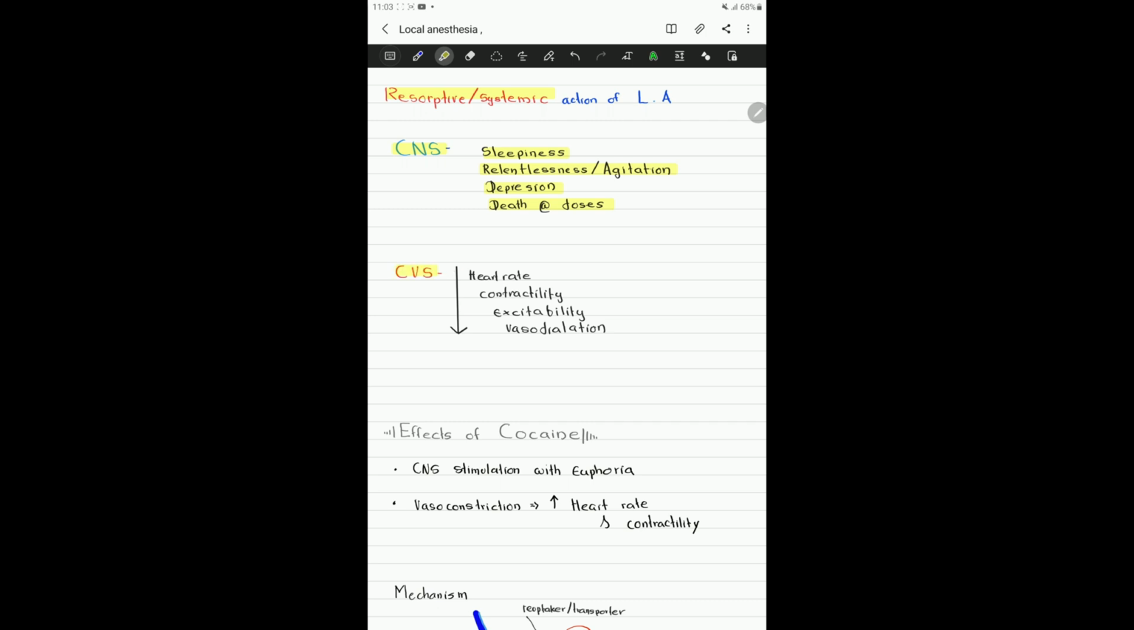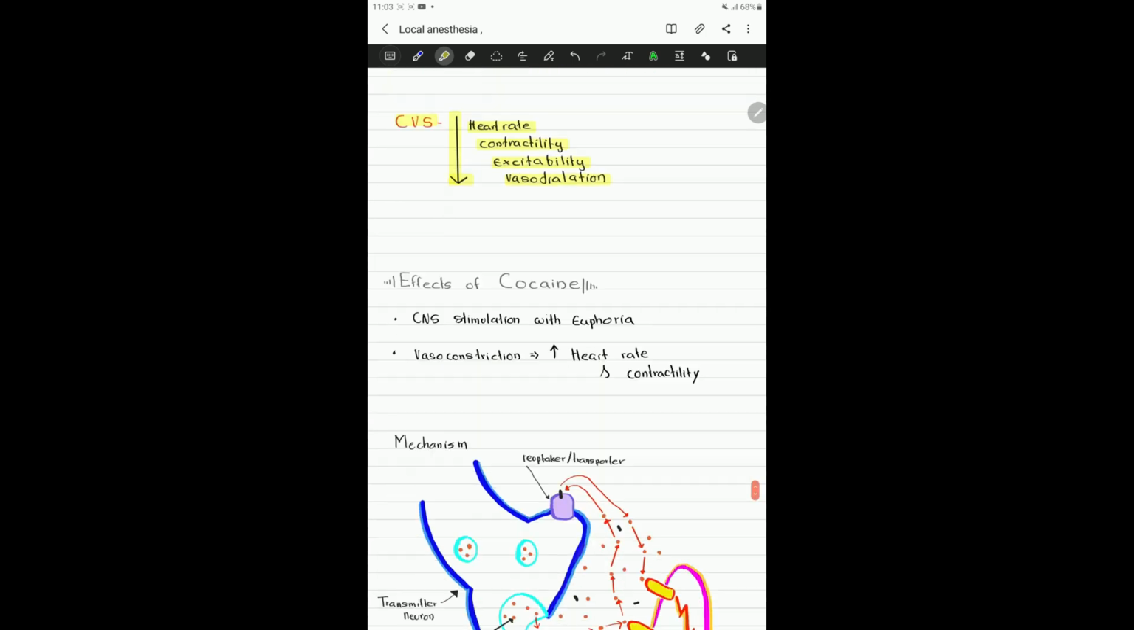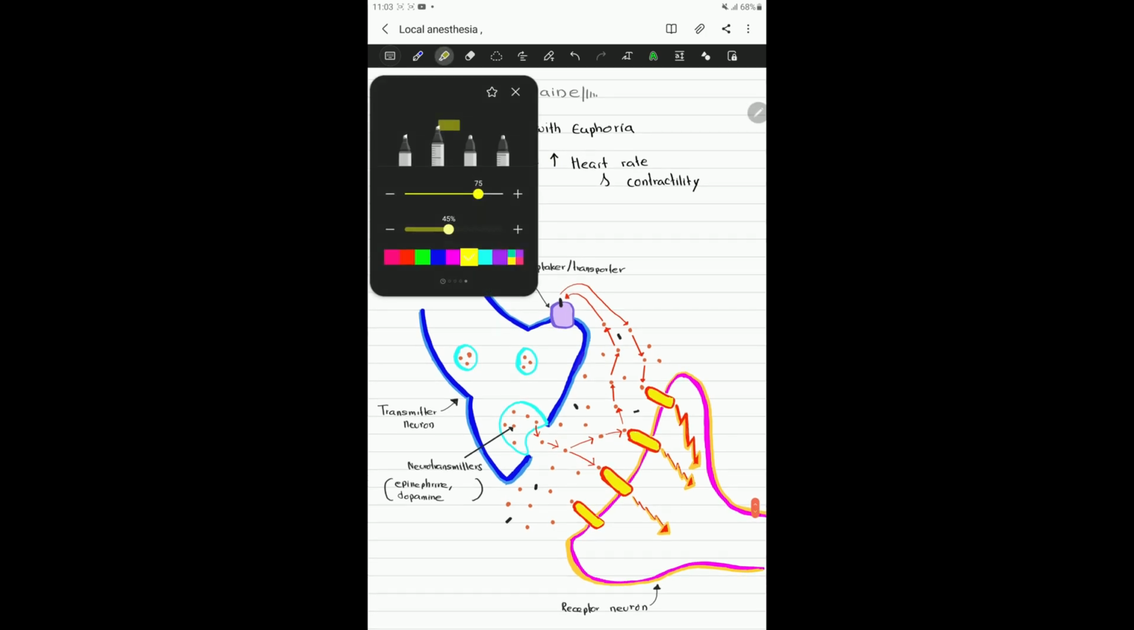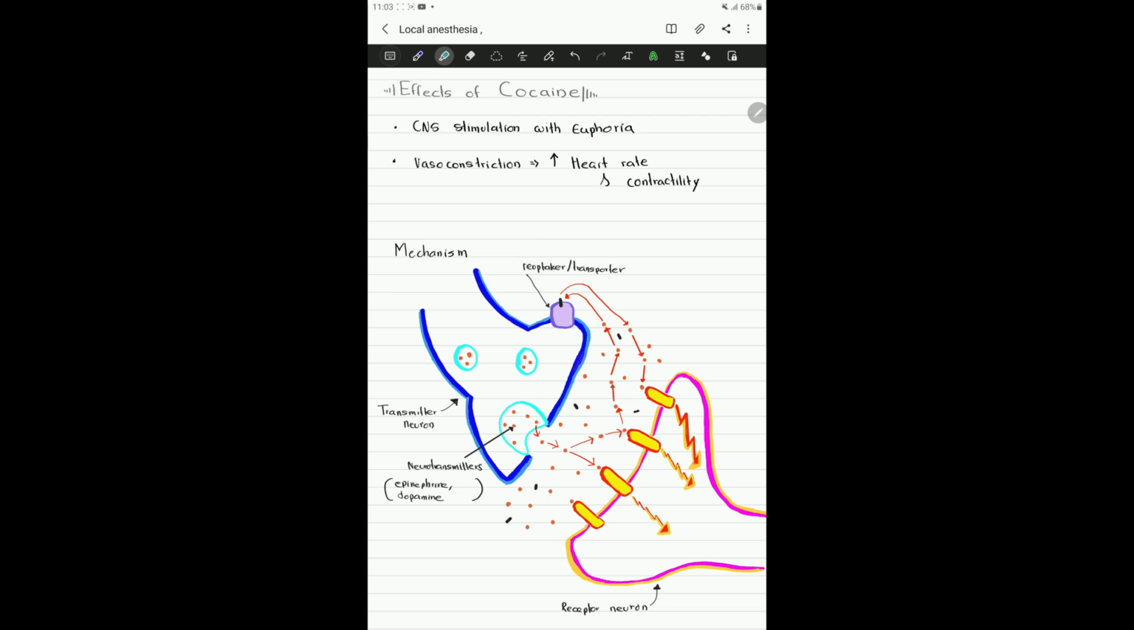Cardiovascular system: local anesthetics cause decrease of heart rate, contractility, excitability, and also cause vasodilation. Finally, we've got effects of cocaine. Cocaine causes CNS stimulation with euphoria, vasoconstriction, and increased heart rate and contractility.